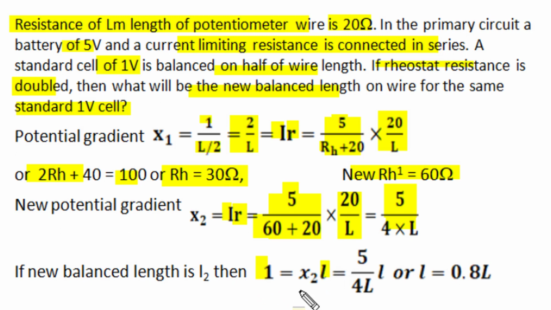and for 1 volt, if the balance length is L, then measured voltage is potential gradient multiplied by length, and potential gradient is 5 by 4L. So balance length from this calculation is 0.8 L. So at 80% length position, now the same 1 volt gets balanced, as increased rheostat resistance has decreased current and potential gradient in this measurement.